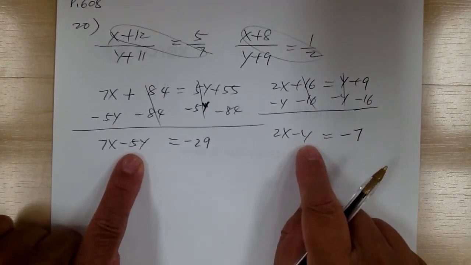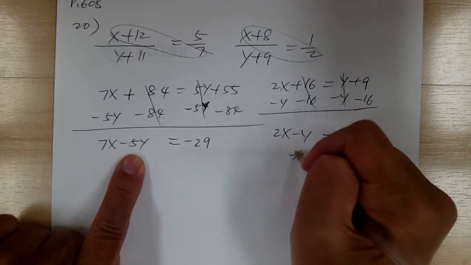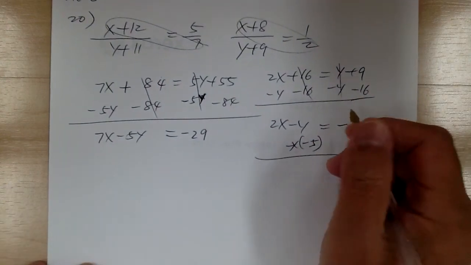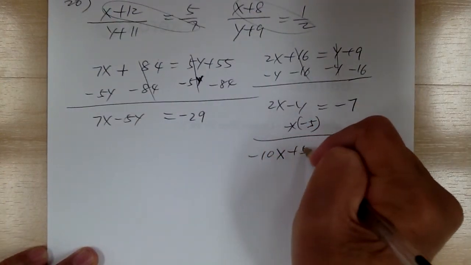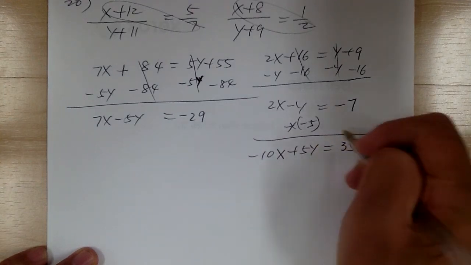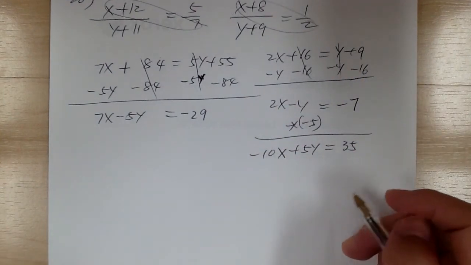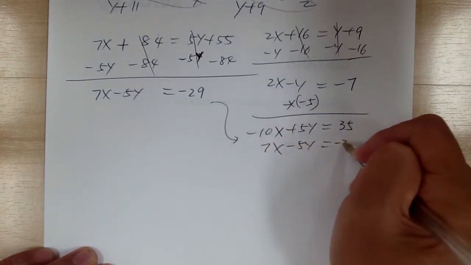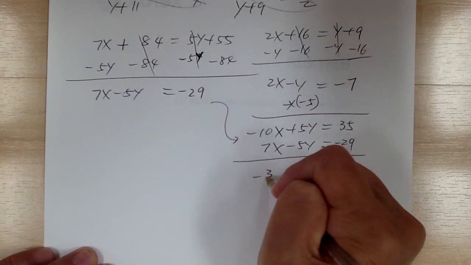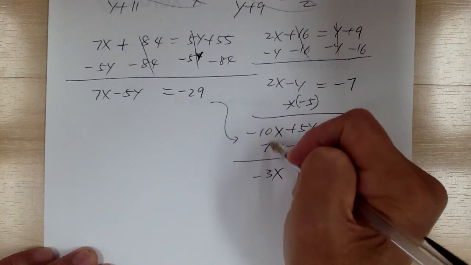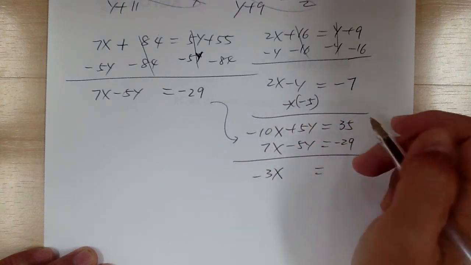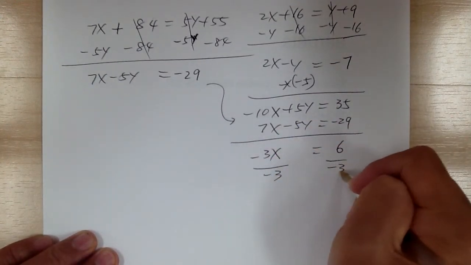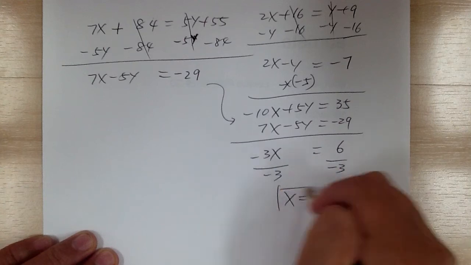Okay, now let's eliminate the y. It's easier to do. So let's multiply by negative 5, so I end up with positive 5y. So I get negative 10x plus 5y equal to positive 35. I have to multiply every term, right? And I'm going to put this under here. So I got 7x minus 5y equal to negative 29. So when I add, I get negative 3x, again, opposite signs, you have to subtract the number. And you divide by negative 3, so x equal to negative 2.